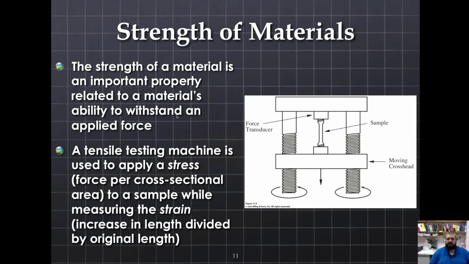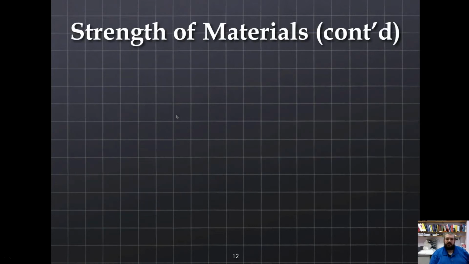Here would be an example of a tensile testing machine. We have a sample that's in between two plates that are being pulled apart. As you pull them apart, you could measure the force that's being applied, the stress, and you could also look at the distance that they're being pulled apart, which is related to the strain when you divide the change in length over the original length.